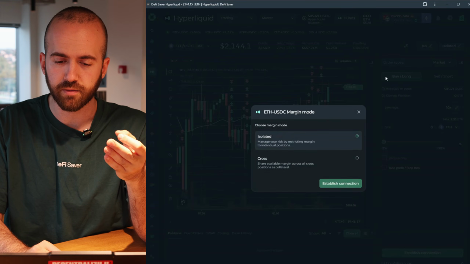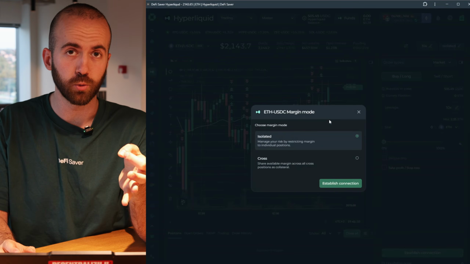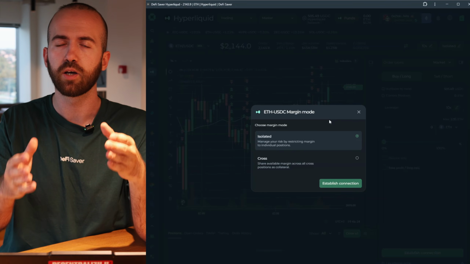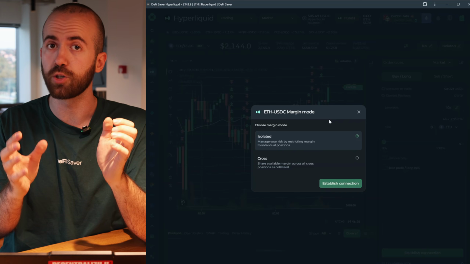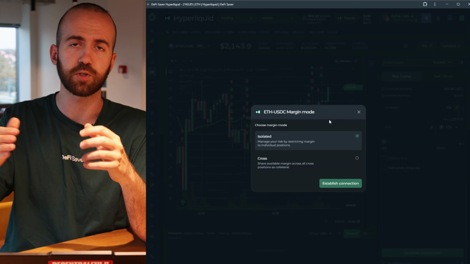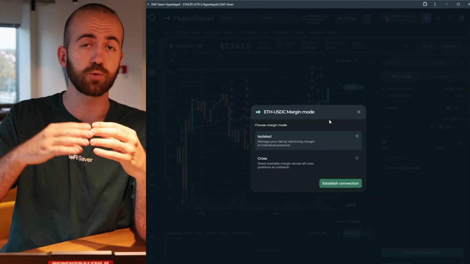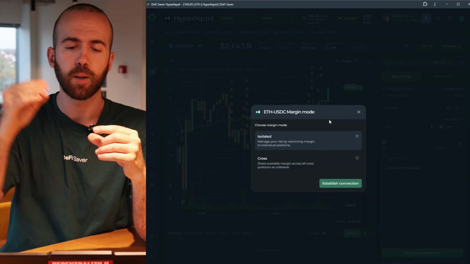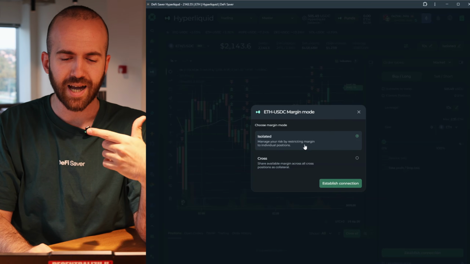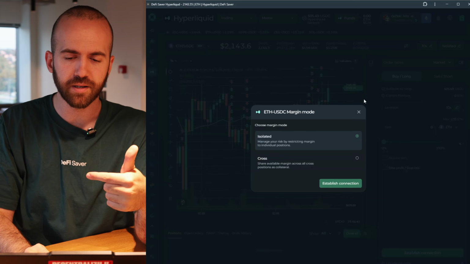And here we have the margin mode. Margin is your collateral. So imagine if you have 100 USDC that you want to trade with, your margin is 100 USDC. And then, for example, if you want to leverage it 10 times, that means your position is going to be up to 1,000 USDC of exposure, but your margin is going to be 100 USDC. And so what does isolated versus cross margin mode mean?